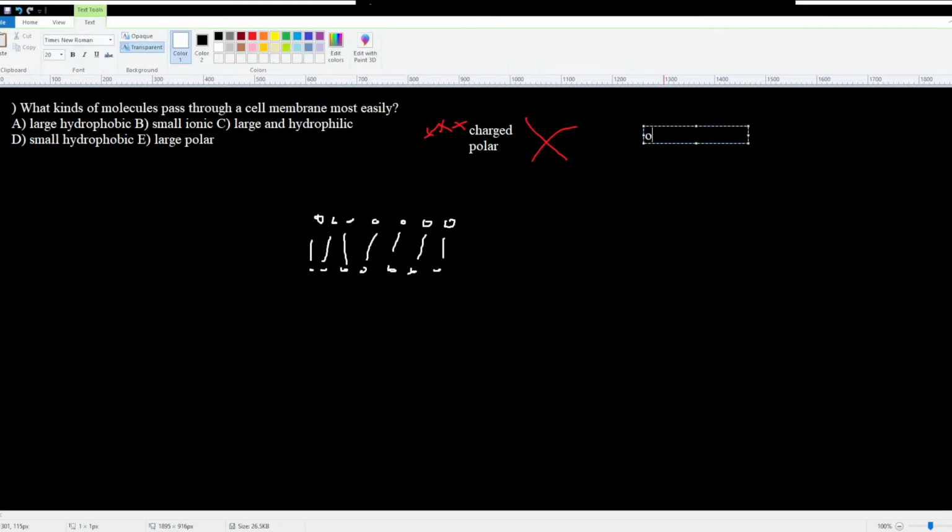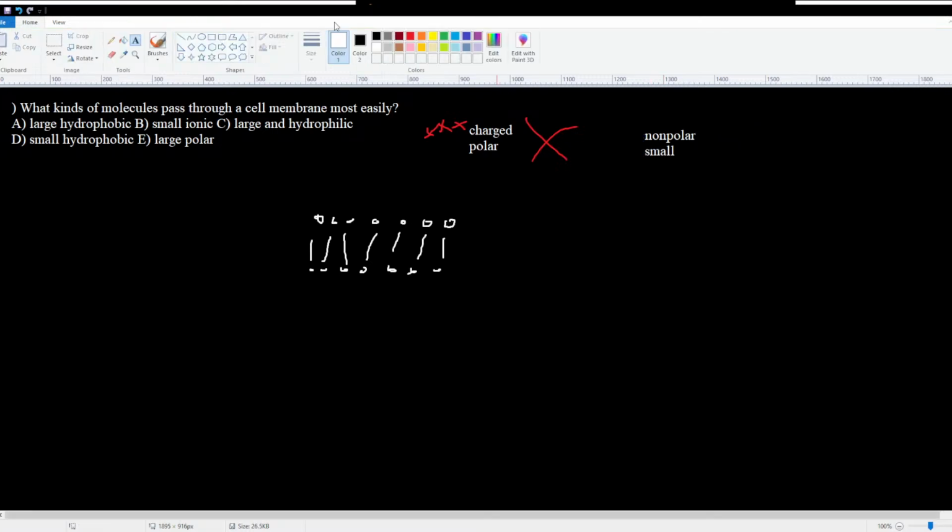Versus something that's nonpolar or small. These will go through. So, what is nonpolar and small? Oxygen, which looks like this, and then carbon dioxide, which looks like this.